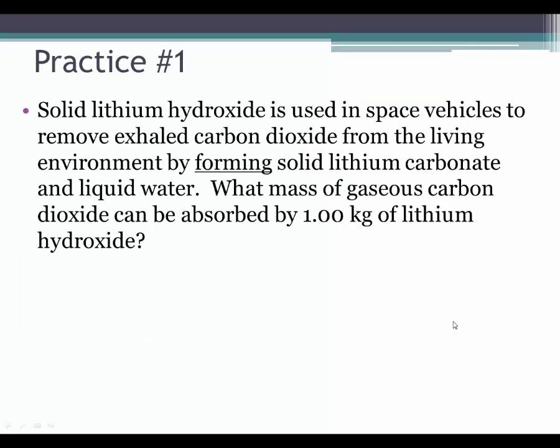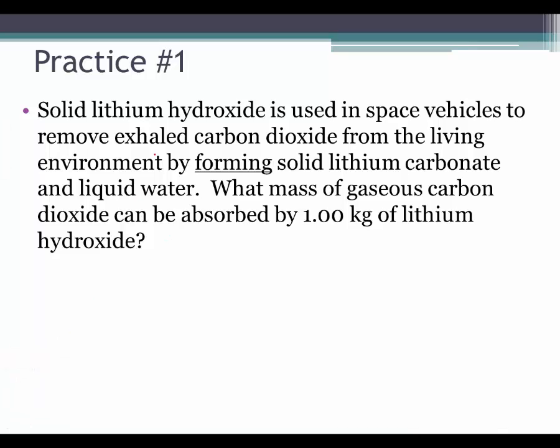So let's do this first practice. Solid lithium hydroxide is used in space vehicles to remove exhaled carbon from the living environment by forming a solid lithium carbonate and liquid water. What mass of gaseous carbon dioxide can be absorbed by 100 kilograms of lithium hydroxide? So remember, step one, we have to write a balanced chemical equation. Otherwise, we have no stoichiometry here. So what are our reactants and what are our products?